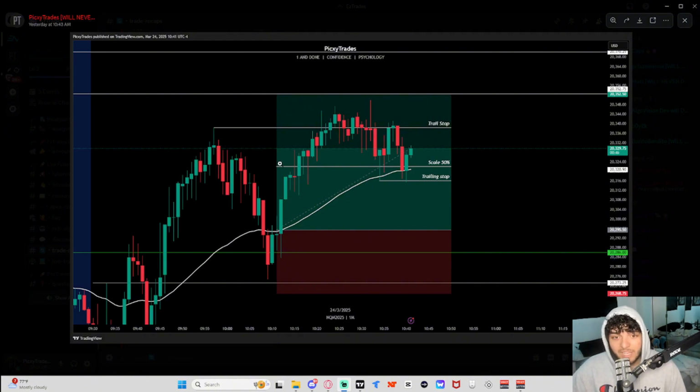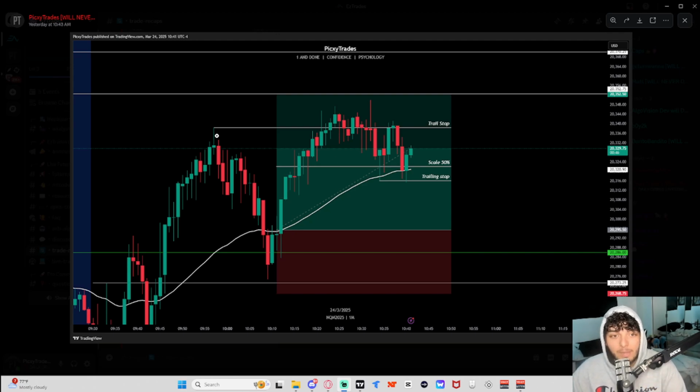I entered in there, scaled half of my position at a 1-to-1. Why do I do this? Why do I scale half at a 1-to-1? Here's why. If I scale half at a 1-to-1, that means that the remainder of my position can get fully stopped out and it'll still be a break-even trade. So not only would it ease your mind, especially for you beginners out there, but it'll also give you realized gains, meaning 0 losing trades if it works out at a 1-to-1 every single time.